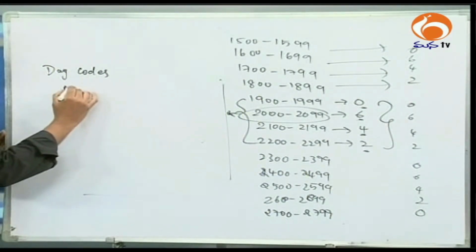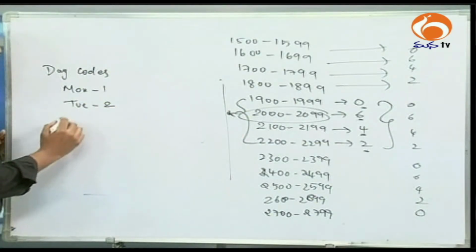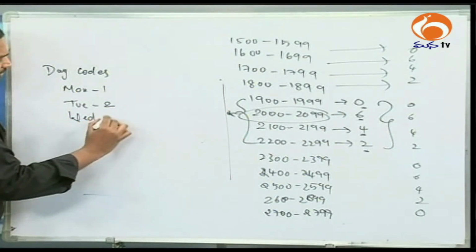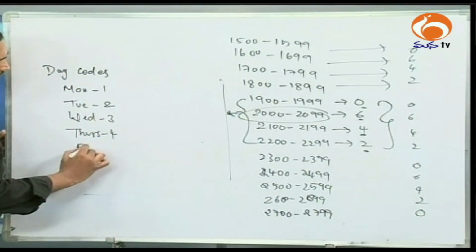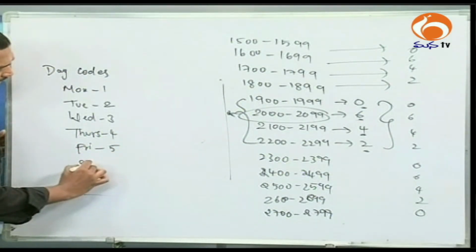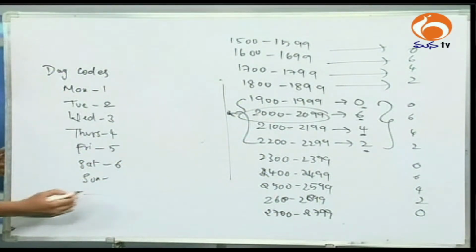So Monday it's obviously 1, and then Tuesday it is 2, and then Wednesday it is 3, then Thursday it is 4, and then Friday it is 5, and then Saturday it is 6. Sunday, guys, remember it is not 7, it is going to be 0.